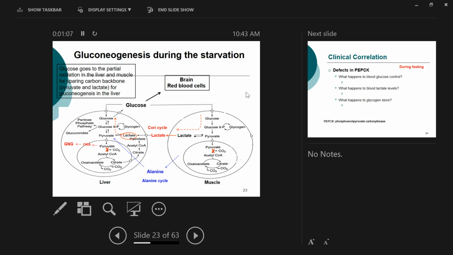And gluconeogenesis. The main function of this pathway is to produce glucose during fasting, when we are not able to get glucose from the diet. So our body synthesizes glucose from non-sugar precursors, and the main tissues that do gluconeogenesis are the liver and kidney. We're going to talk a little bit more later about gluconeogenesis in the kidney.